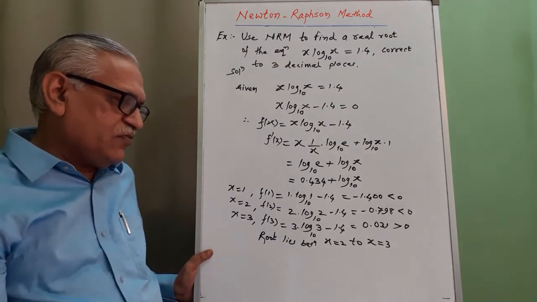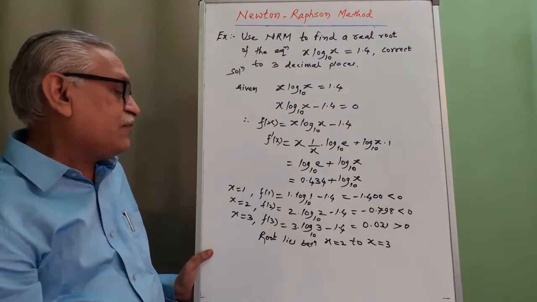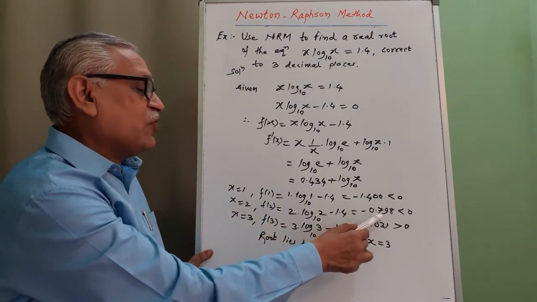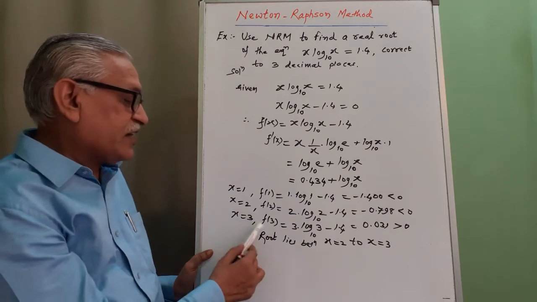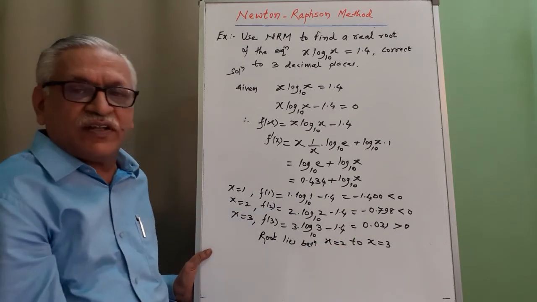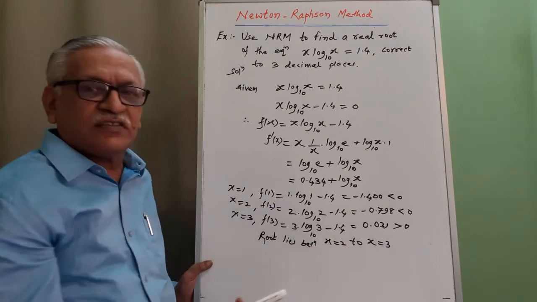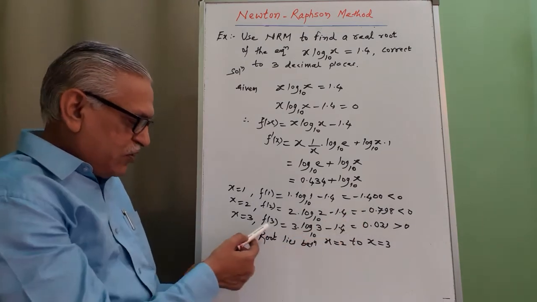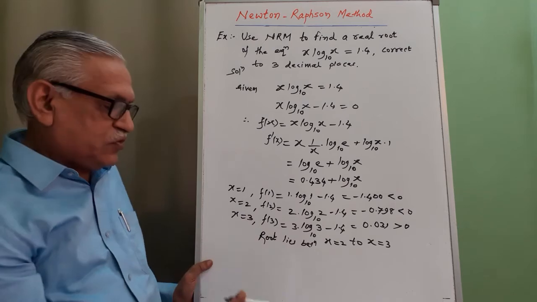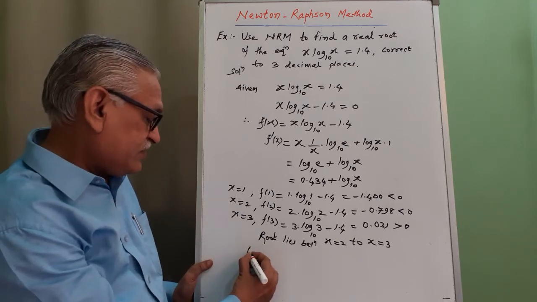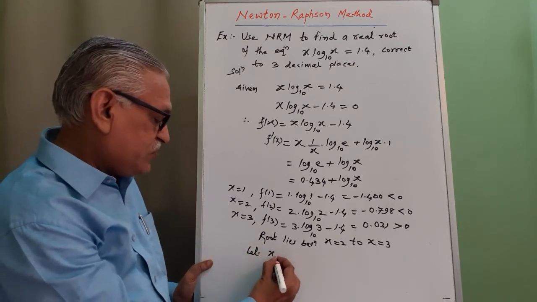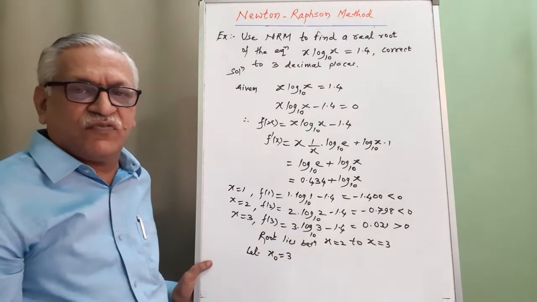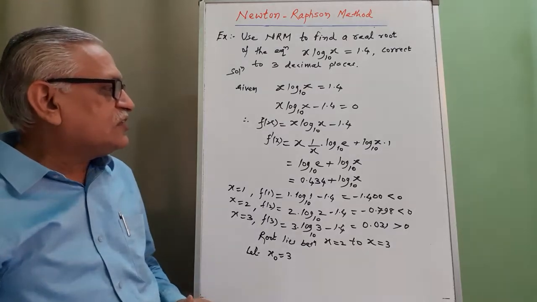And we have to consider one of them as x0. For that we check the corresponding values. Here it is minus 0.798, and the second one is 0.031. The second value is nearer to 0 compared with the first. Therefore, we consider the corresponding value as x0, so let x0 equal 3.